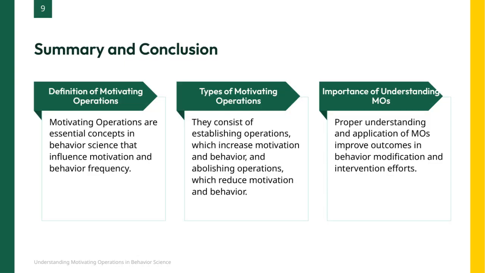To wrap up, let's revisit what motivating operations, or MOs, really are. They are key concepts in behavior science that directly affect how motivated someone is and how often a behavior occurs. There are two main types: establishing operations, which boost motivation and increase behavior, and abolishing operations, which have the opposite effect. They decrease motivation and reduce the behavior. Understanding these distinctions is crucial because when we apply MOs correctly, it significantly enhances the effectiveness of behavior modification and intervention strategies, leading to better outcomes overall.